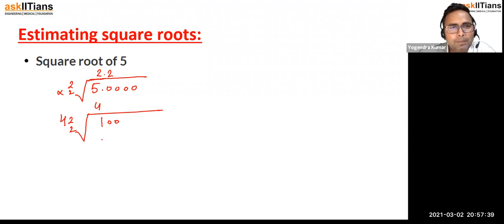So what we got? By the way, this question we need to do by the estimating method, but I want to show you first by this method. We can verify our answer at the end. So let's do it this way.